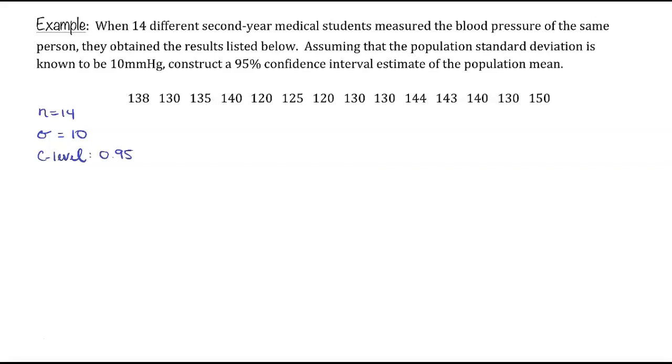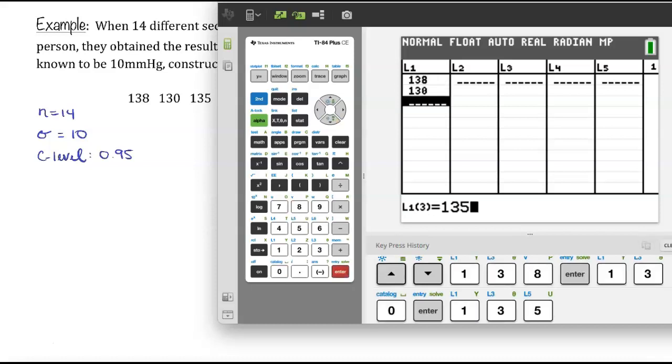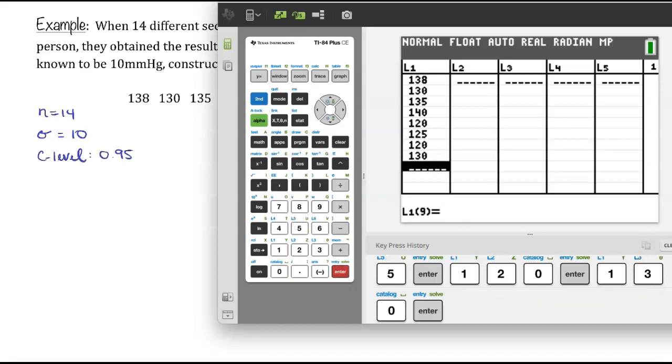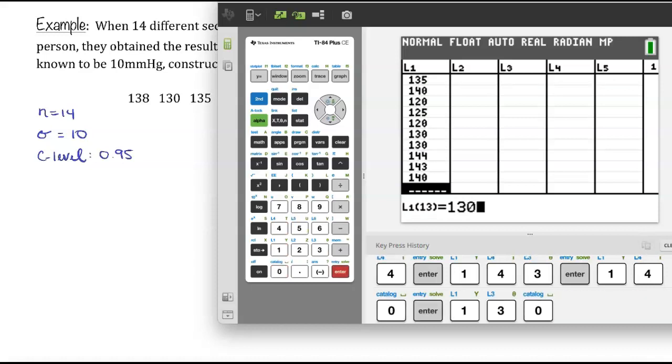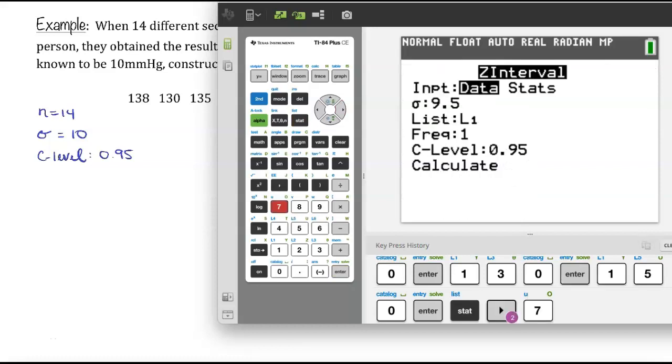To calculate this by hand, you could find the sample mean by adding up all 14 values and dividing by 14. But to calculate this using our calculators, we'll start by entering our 14 data values into a list in our calculator. Then, when we go to the z-interval function, we will instead select data rather than stats. We have the original data, not the summary statistics.